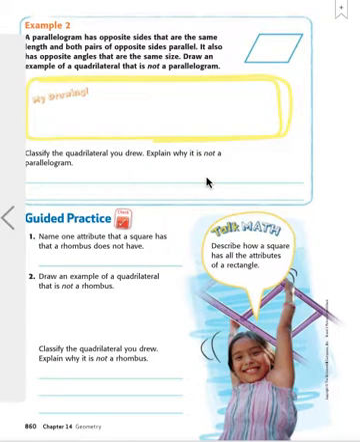Okay, we're on the second page of lesson 5, which is 860. We're going to go ahead and start with example 2. A parallelogram has opposite sides that are the same length. Remember, opposite meant top, bottom, left, right. And both pairs of opposite sides are parallel. These lines here are parallel, left and right, and the top and bottom is parallel.